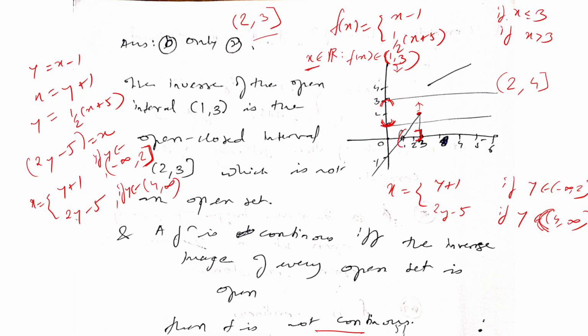See here, the graph lies up till 3, and then it is from open 4 to infinity, right? Now you have to consider this open interval 1 to 3. If you take its inverse image, what will you get? You need to collect all the x on the x-axis such that its image lies in between this interval 1 to 3. So which points are such points here?